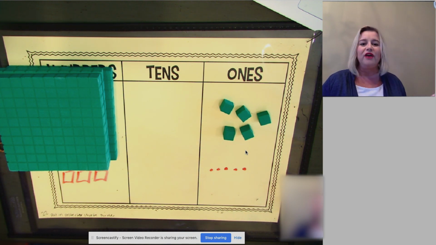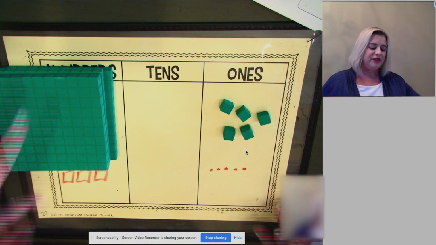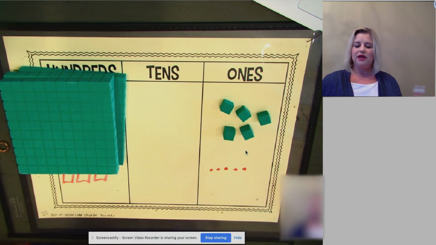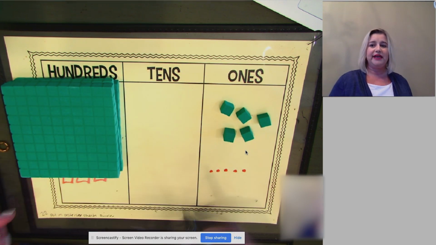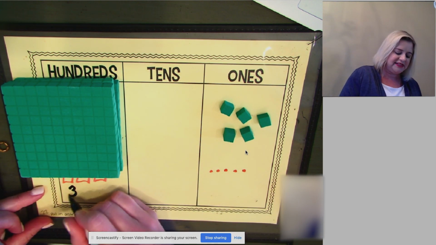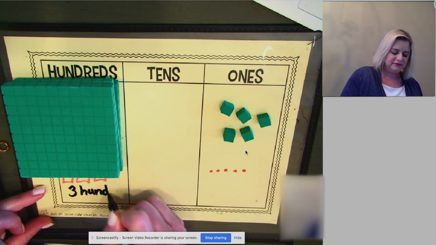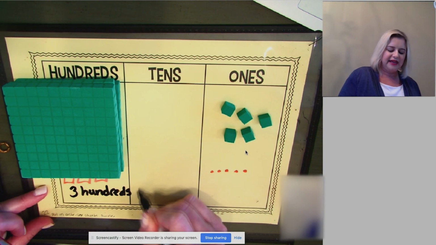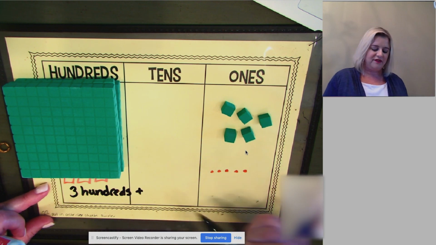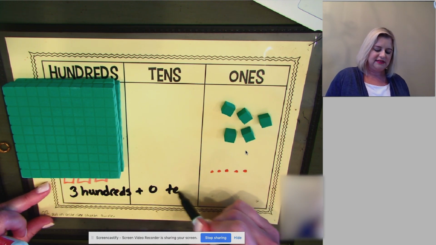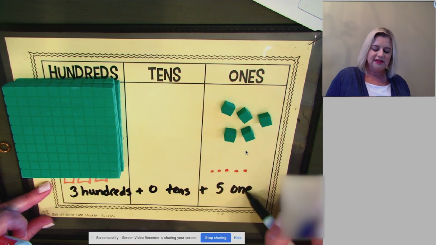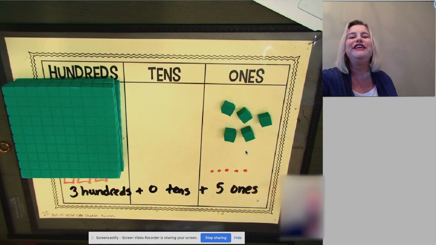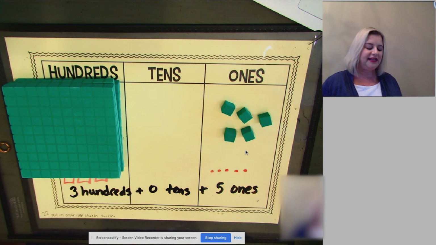Now, let's write all the different ways with numbers and words that we can show our model. Remember, you can just look at it like it is and label it. So we have 300s plus, how many 10s do we have? 0 10s plus 5 1s. Awesome job. Now, can you think of other ways we can label our place value map?